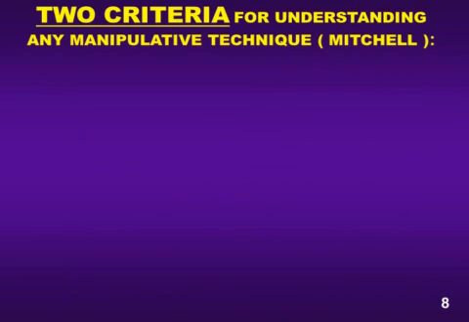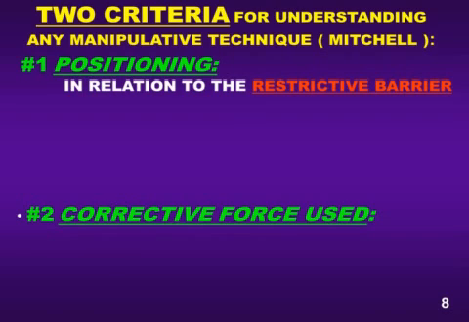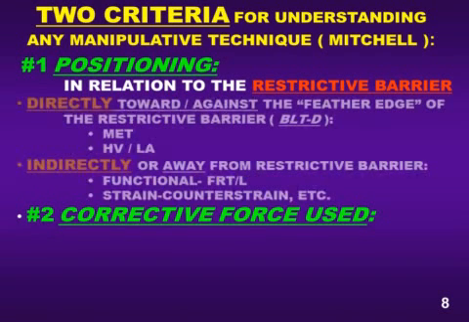Now, what are the criteria for manipulative techniques? Fred Mitchell Sr. came up with this model, and it's beautiful because you can evaluate any technique that you see being used by any clinician and understand what's going on. If you look at two criteria, the first is what are they doing with whatever they're treating, a vertebra, a rib, a sacrum, a radial head, in relationship to the restrictive barrier? And the second is, what is the corrective force that's being utilized to correct that dysfunction?